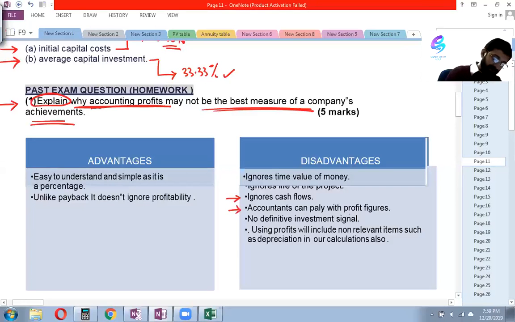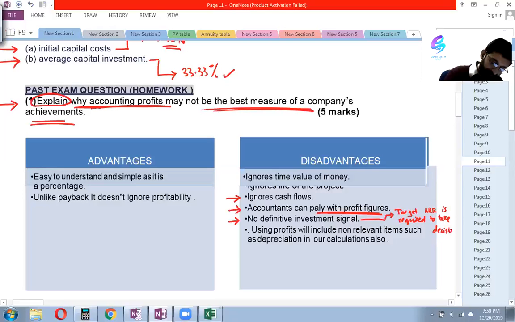Accountants can play with the figures. Manipulation, accountants can manipulate the figures. There is no definitive signal. This is the same as the payback period, if you remember. No definitive signals, which means that a target ARR is required to take a decision.